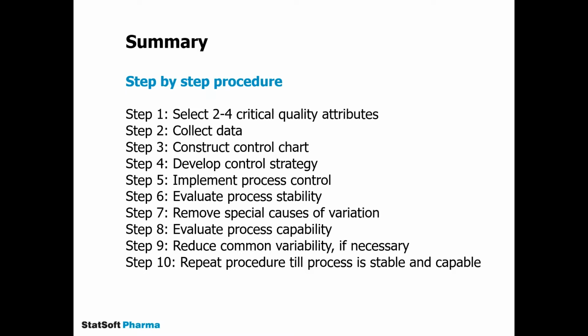Step number 8, once the process is predictable, start to calculate the reliable process capability value, Cpk, for instance. If the Cpk value meets the goal, continue monitoring using the control charts. Otherwise, use experimental design techniques to reduce the natural variation and to improve the Cpk value. Step 10, repeat the procedure till your process is stable and capable. But remember, when you reach this quality summit, treat it as a beginning of the journey, not the end.